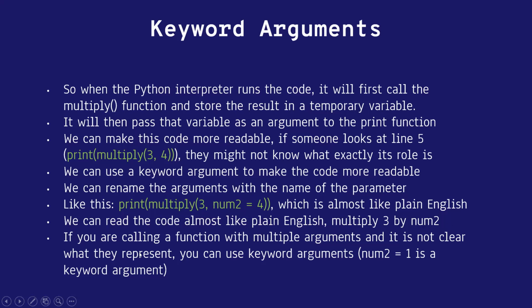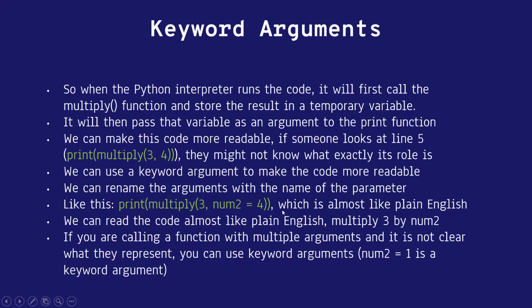If you are calling a function with multiple arguments and it is not clear what they represent, you can use keyword arguments, like number 2 equals 1 is a keyword argument. In other words, we are using the name of that variable.